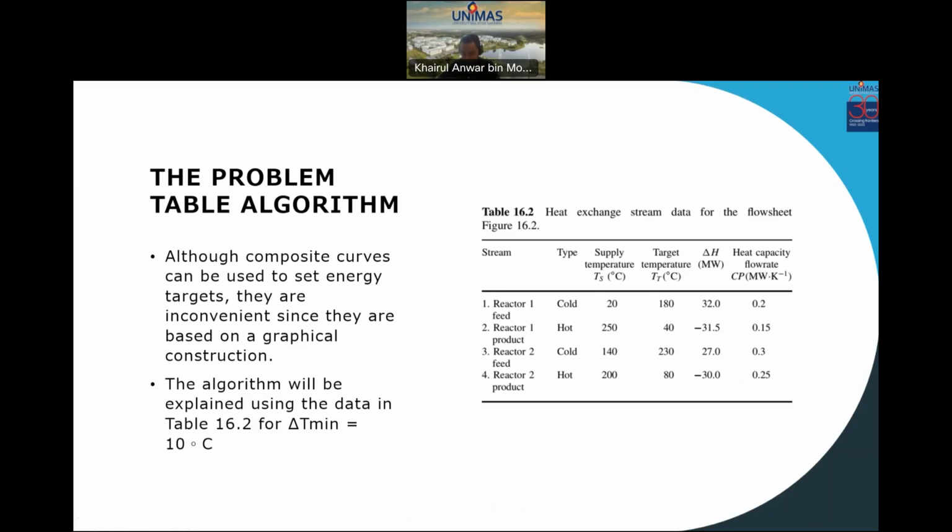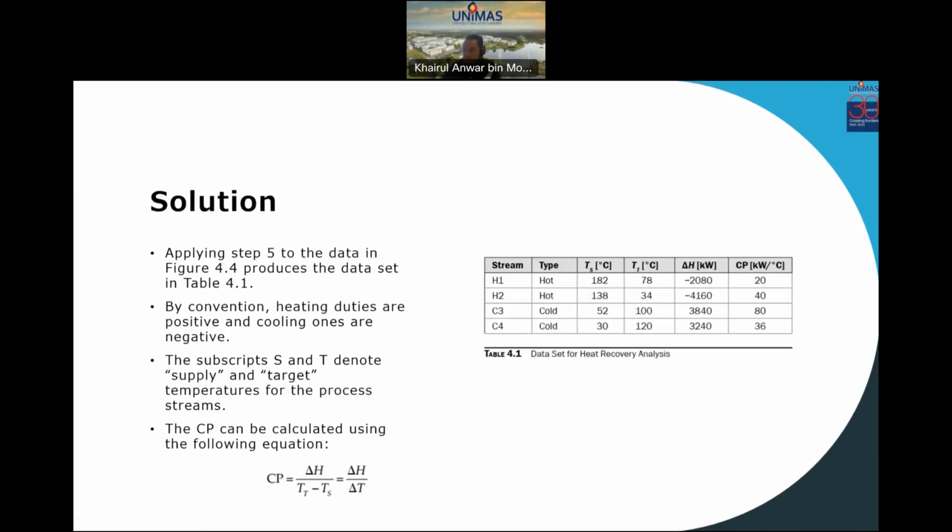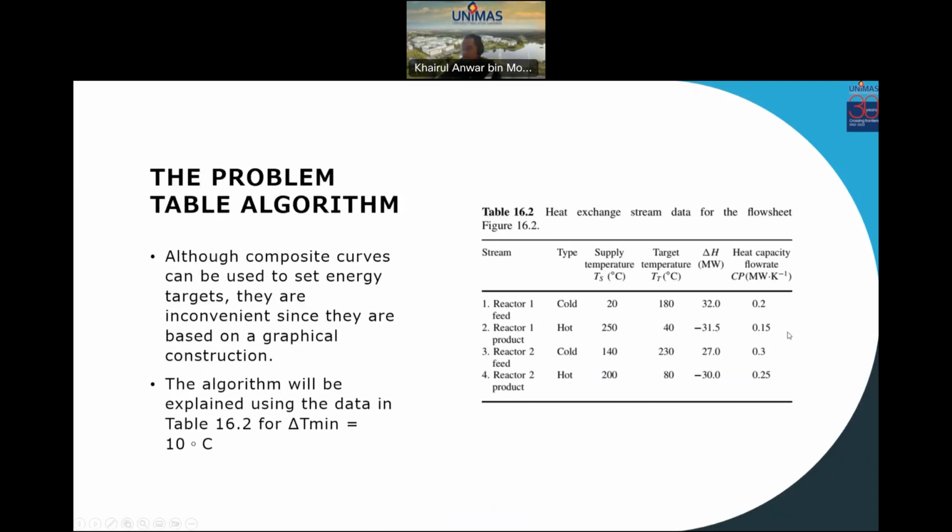Chapter 16, page 365. Okay, for the heat exchange stream data for flowsheet 16.2, we may refer to page 358. So for reactor 1, it's a cold stream, so supply temperature is lower than target. Delta H equal to 32, CP of 0.2. To calculate CP, use CP equal to delta H over T minus TS.